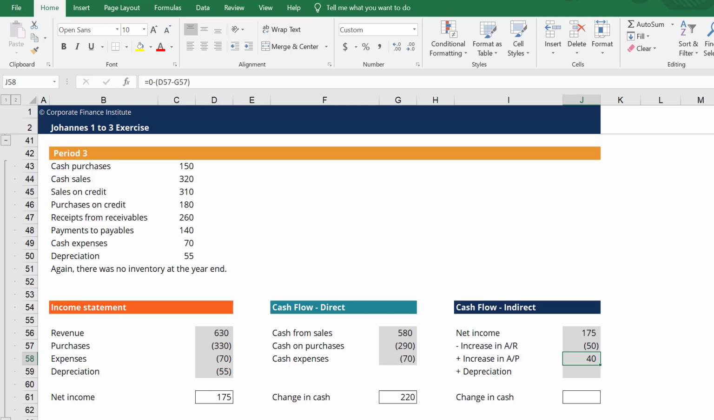Finally, we can link the depreciation, which gets added back since it was a non-cash expense. Once that's done, we can add up the entire indirect method, and we arrive at the same number as from the direct method. Congratulations, you've now built a reasonably complex cash flow statement from scratch.